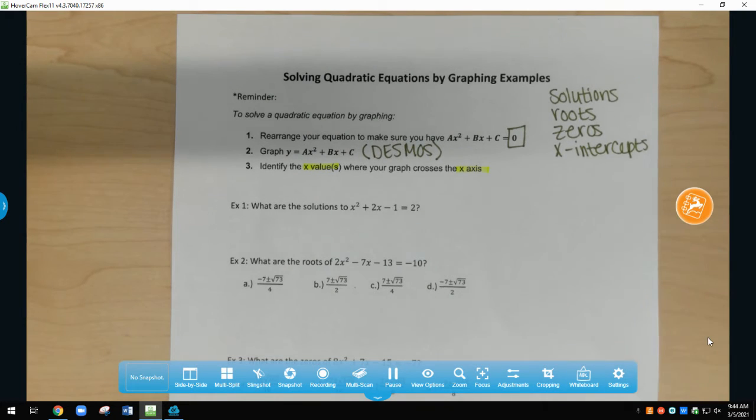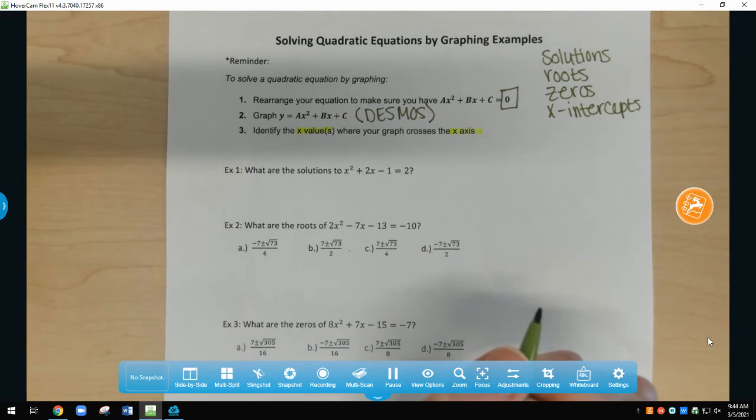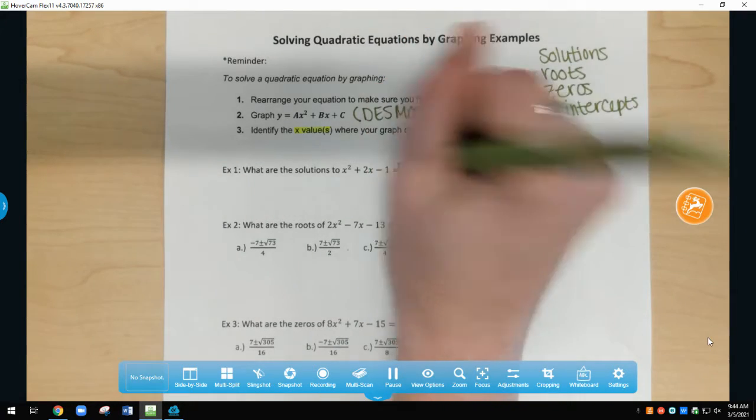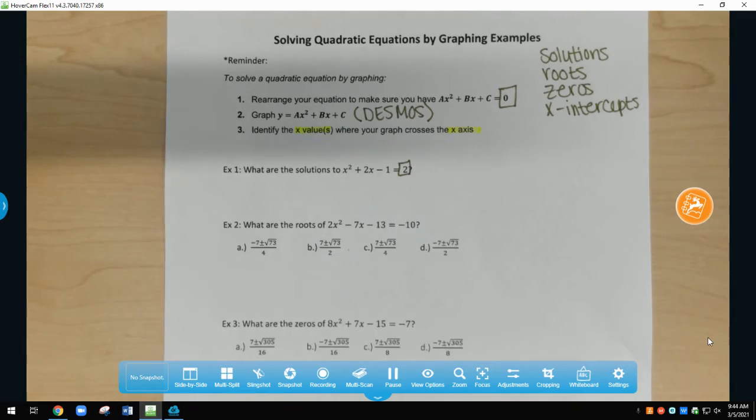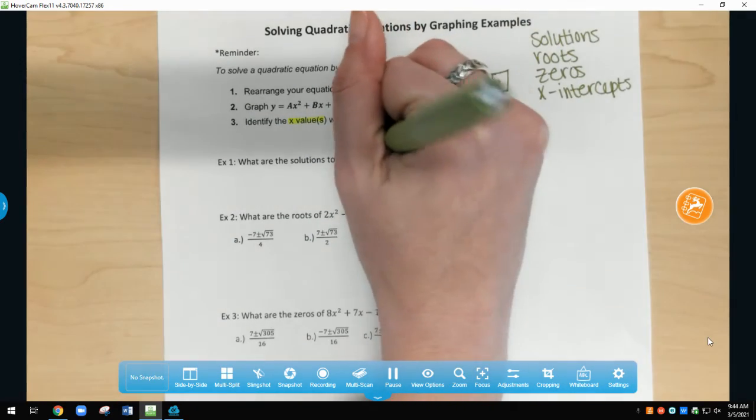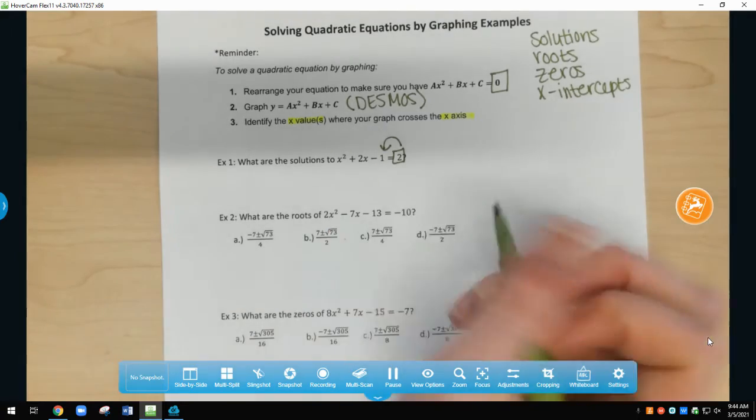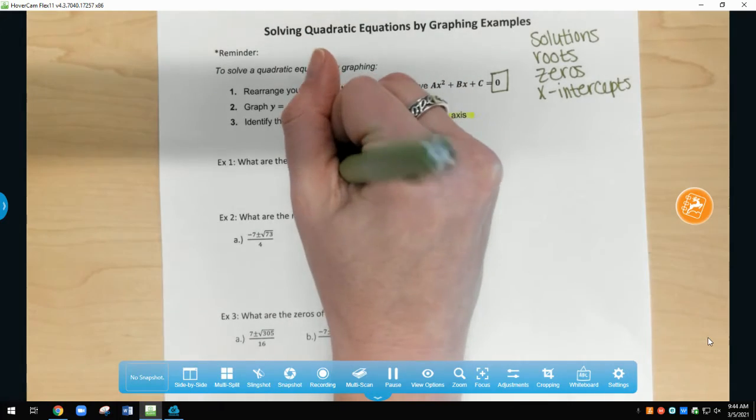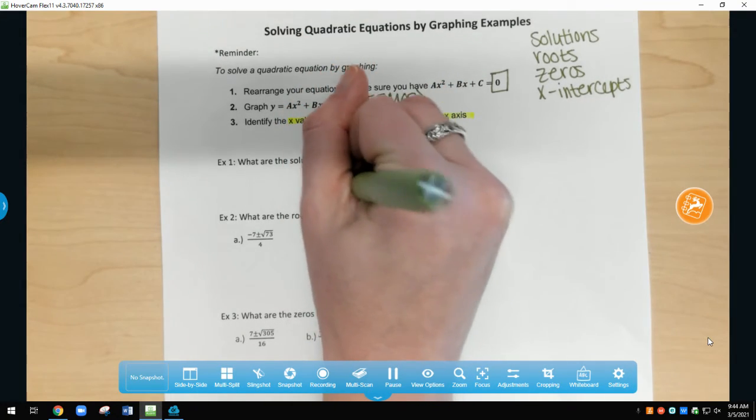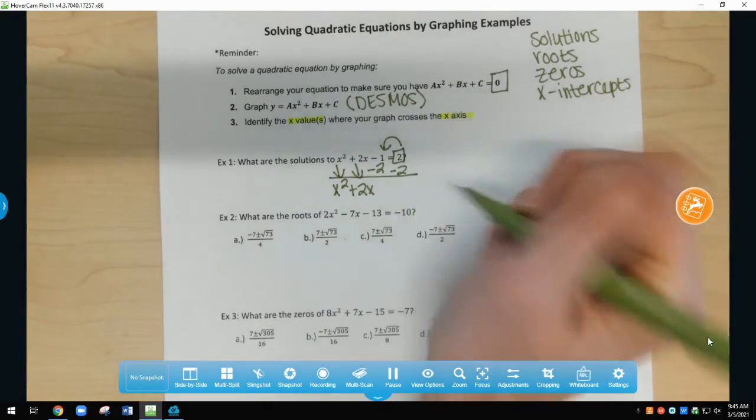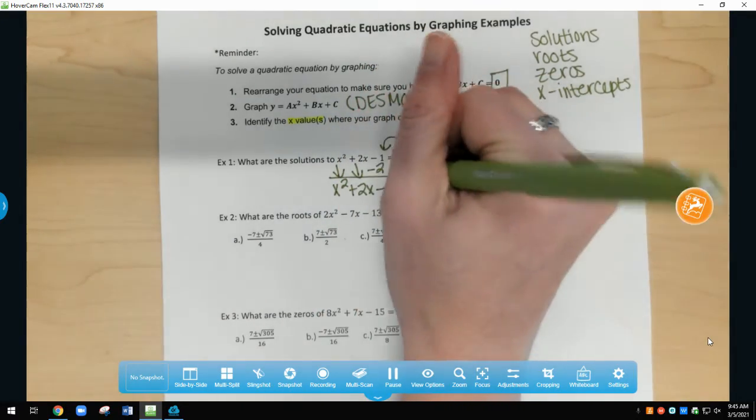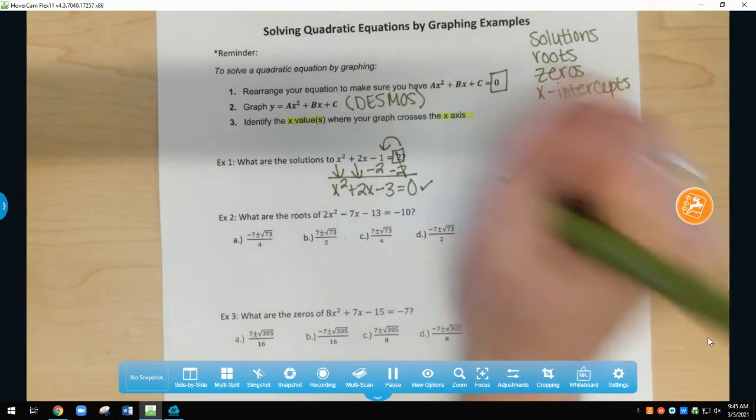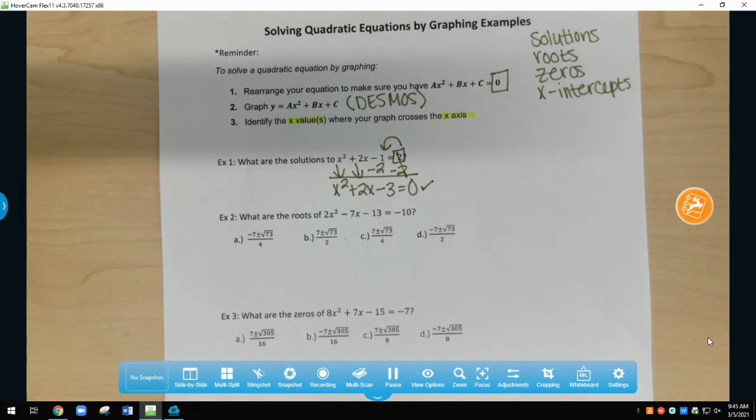It's all the same. So number 1 says, what are the solutions to x squared plus 2x minus 1 equals 2? So I'm going to box the term that's by itself because that tells me I need to move it. So I'm going to move it over. In this case, I can go ahead and subtract 2 from that negative 1. So I'm going to bring everything else down. So x squared plus 2x. Negative 1 minus 2 is a minus 3. 2 minus 2 cancels, and it equals 0. This equation is now equal to 0, so I can go ahead and put it into Desmos.